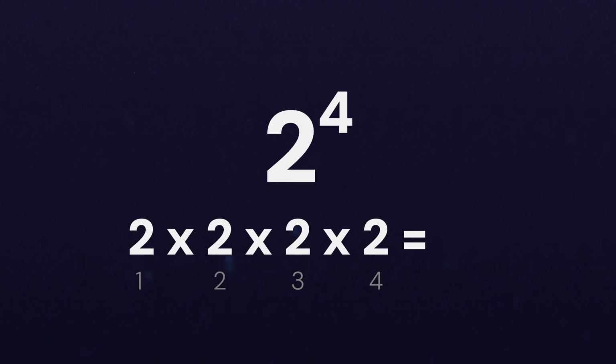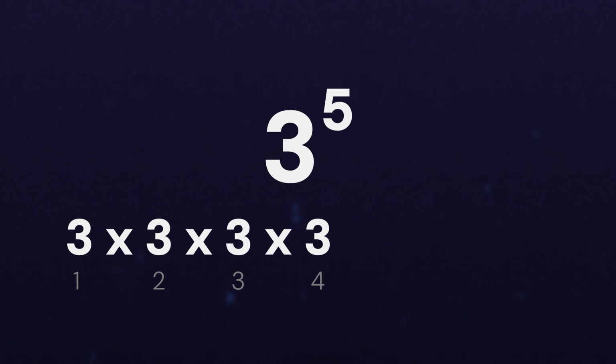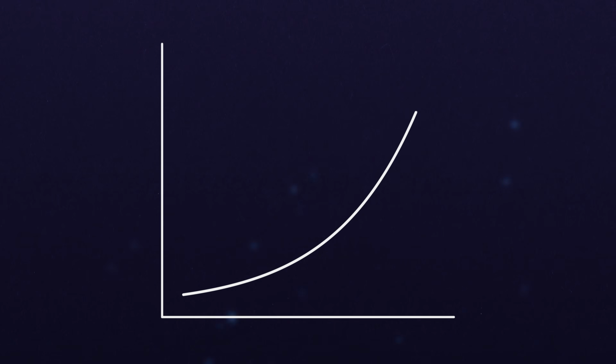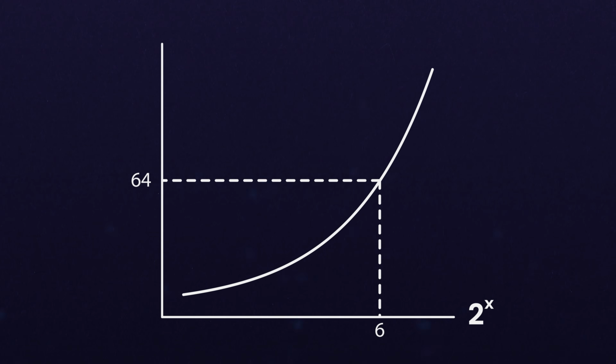2 raised to the power of 4 is just 2 times 2 times 2 times 2, which is 16. And 3 raised to the power of 5 is just 3 times 3 times 3 times 3 times 3, which is 243. So the results of exponentiation actually get really big really quickly. 2 to the 6th is twice as big as 2 to the 5th.